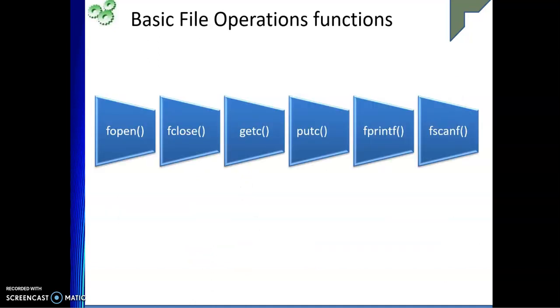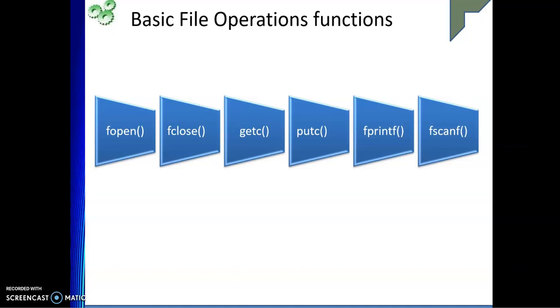Now we know the basic operations on files: we need to name a file, open a file, read the file, write the file, and then close the file. We may have some basic file operation functions, which we're going to see in subsequent sessions. First, we need to open a file, so we have a function called fopen. Once you open a file, it should be closed, so we have to close it.